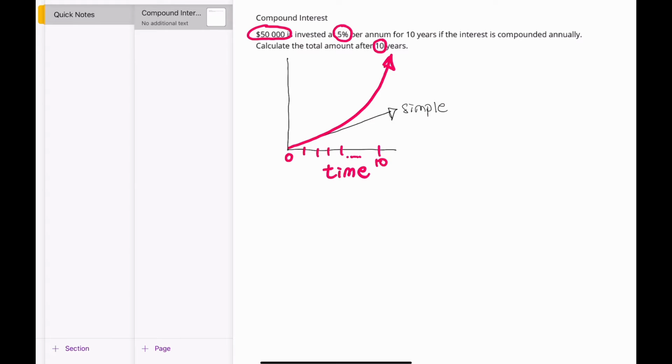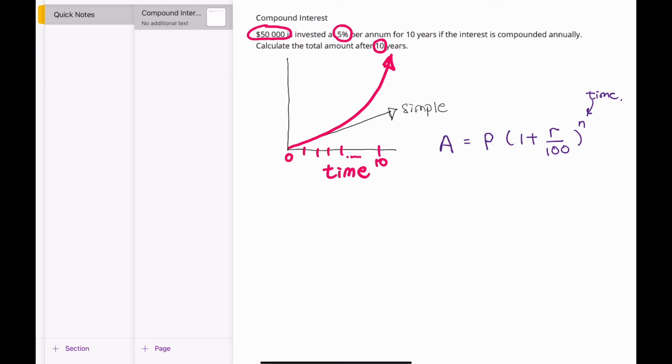Okay, so the formula looks like this. A is the future value, so after 10 years, and your original amount of money is the P value, the principal amount of money, and then 1 plus the rate of interest, and we're going to divide that by 100, mainly because it's in the percent value. And then to the power, so we're not multiplying, but we're taking an exponent of the number of years. So that's the time value, basically.